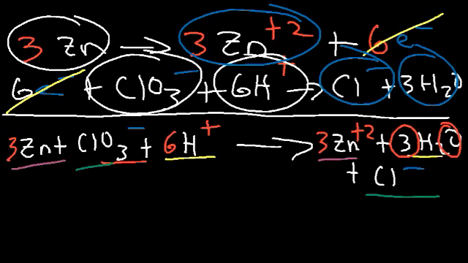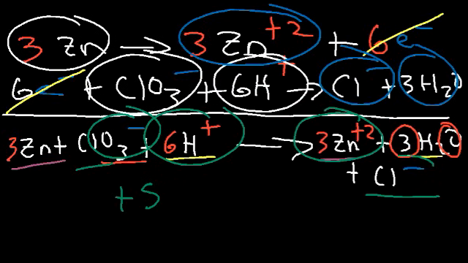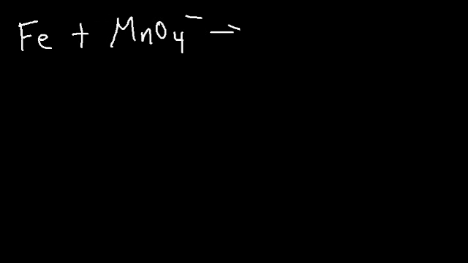Notice that the total charge on the left side is 6 plus -1, which is 5. And here it's 3 times 2, which is 6, plus -1, and it's 5. Now let's try another example. Consider the reaction between iron metal and the permanganate ion. Go ahead and balance this reaction under acidic conditions, using what you know at this point.